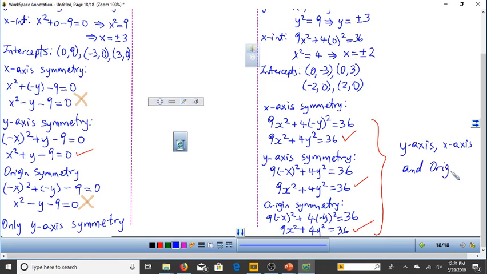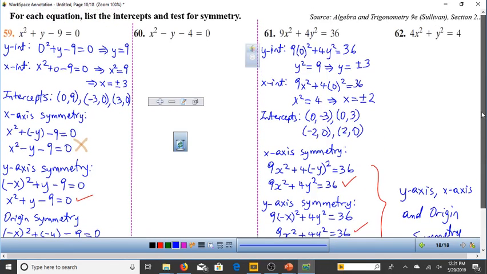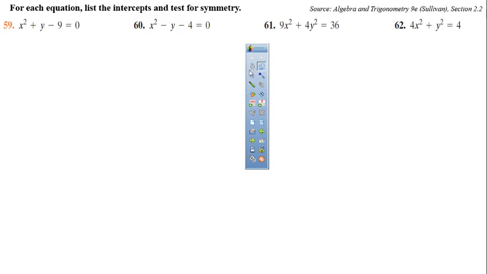All right. So they are actually graphs with all 3 types of symmetry. So now I would recommend that you try this question, number 62, on your own, and then we'll move on to another example.